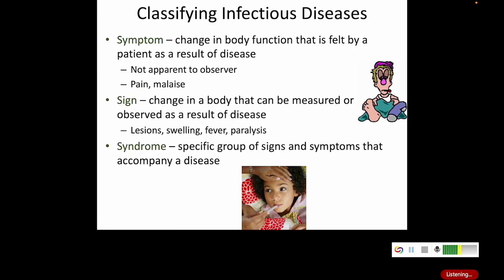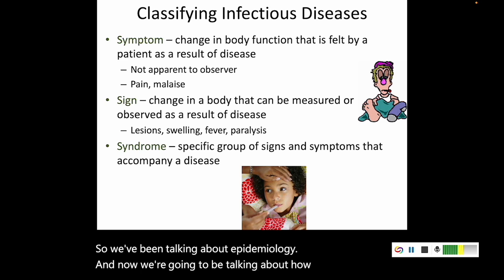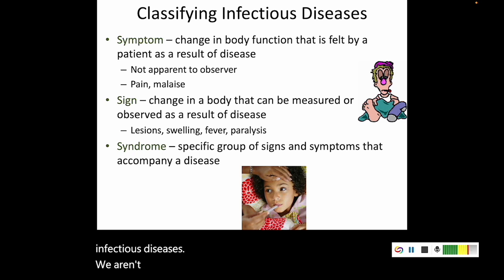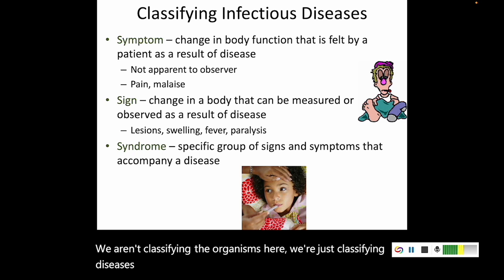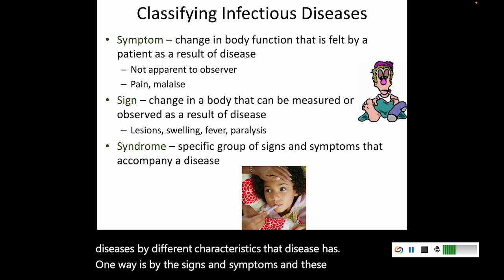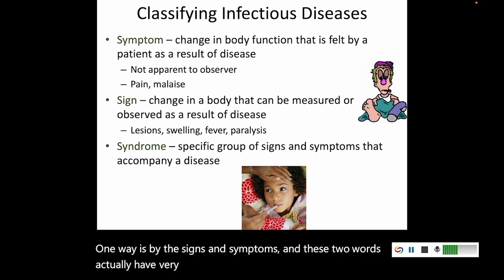Welcome back, class. So, we've been talking about epidemiology, and now we're going to be talking about how we classify infectious diseases. We aren't classifying the organisms here, we're just classifying diseases by different characteristics that that disease has. One way is by the signs and symptoms, and these two words actually have very different definitions to them.